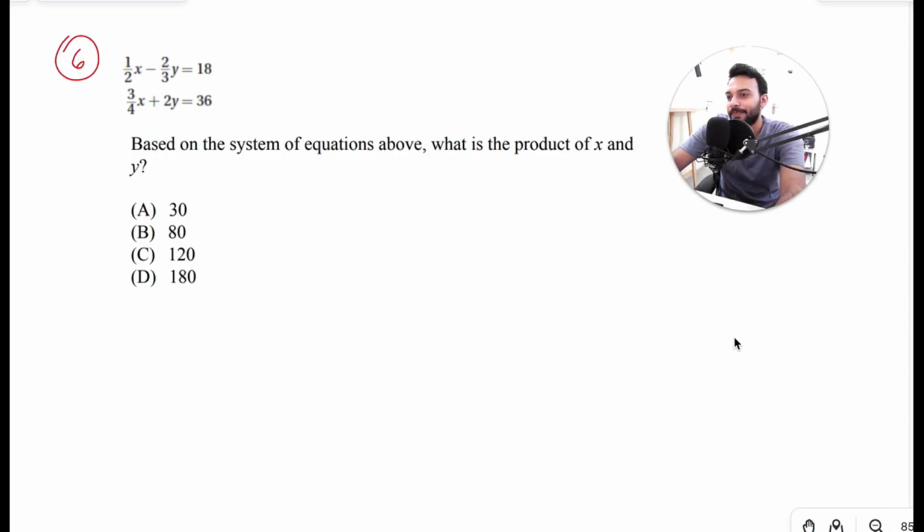Question number 6. X over 2 minus 2 by 3y is equal to 18. 3x over 4 plus 2y is equal to 36. Based on the system of equations above, what is the product of x and y? Basically, the product of the solution coordinates x and y. In this question, head straight to Desmos. Don't waste any time. Okay.